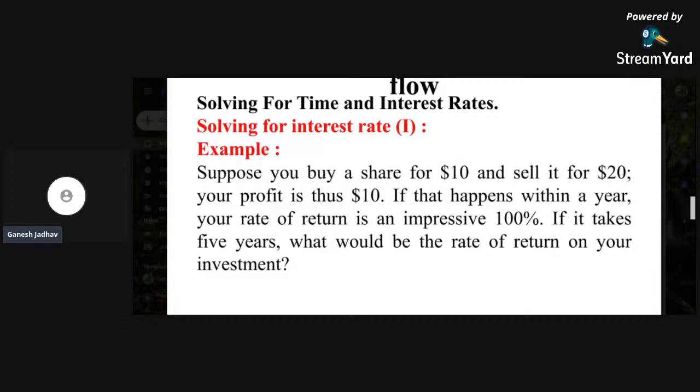If that happens within a year, your rate of return is an impressive 100%. If it takes 5 years, what will be the rate of return on your investment?